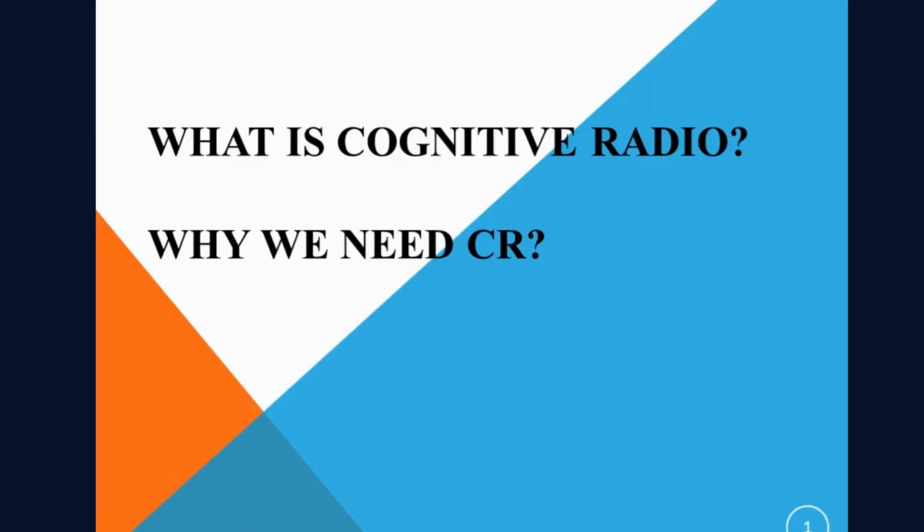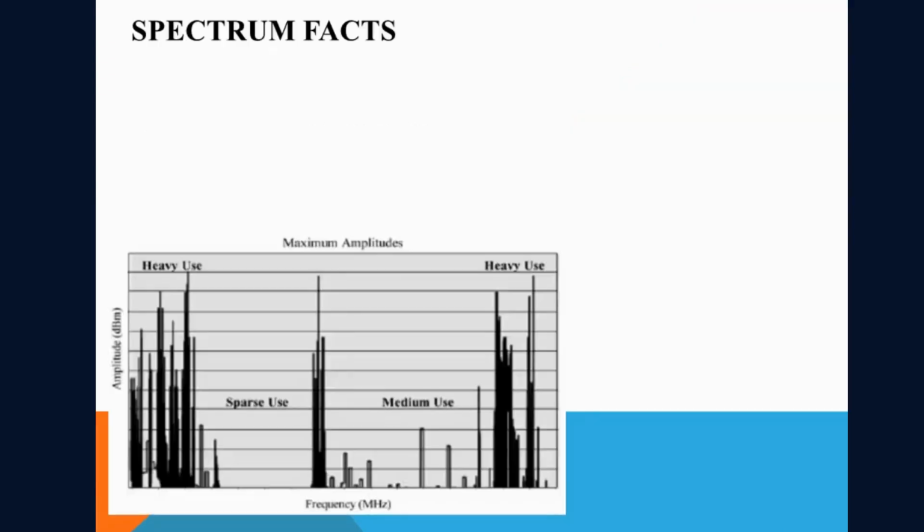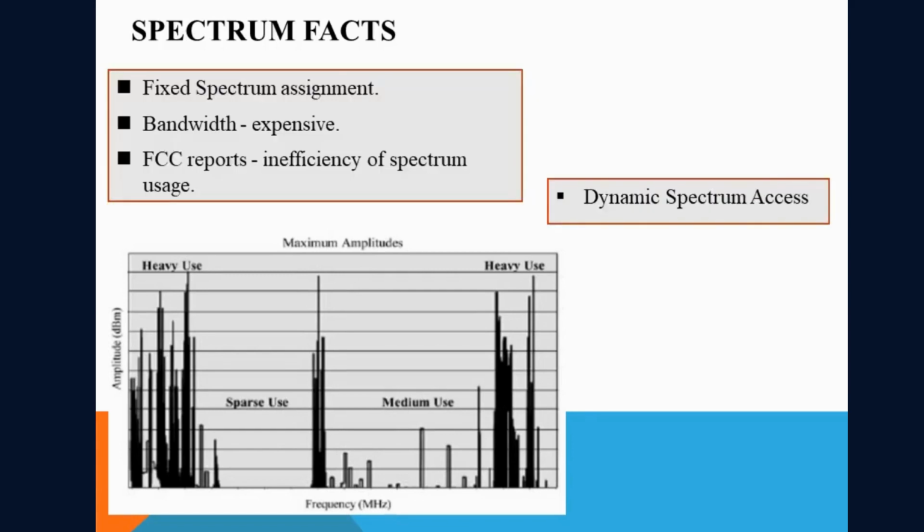Hi everyone. Today we'll have an intro on what is cognitive radio and why we need a cognitive radio. First, we need to understand the spectrum facts. We know that spectrum is a natural resource and we have very limited availability of the spectrum. Further, there is fixed spectrum assignment and bandwidth is also found to be very expensive.